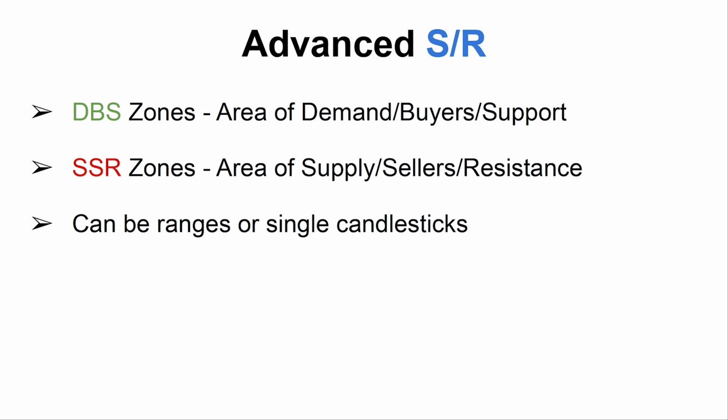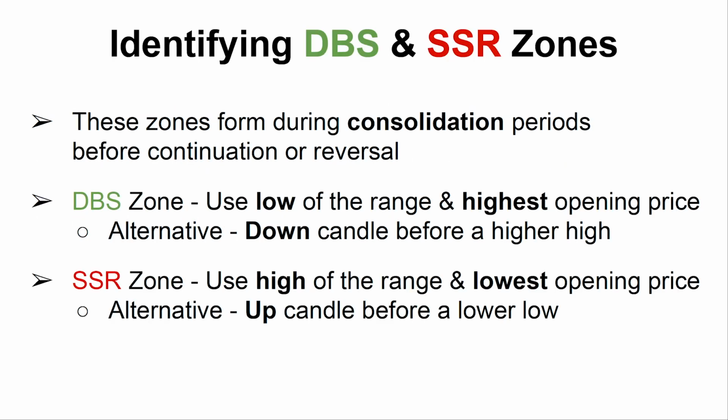The important takeaway here is that these zones can either be ranges or single candlesticks. As we move forward, these two labels will help us visualize that ongoing conversation between our market participants, the buyers and sellers, and understand how their interaction creates levels that we now know as SR. Let's move on and talk about how we identify these two kinds of zones. Let's first reinforce the fact that both of these zones form during consolidation periods, before continuation or reversal.